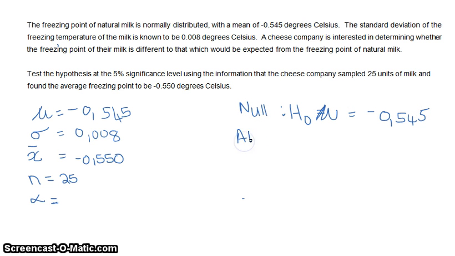And then the alternate hypothesis, which is step 2, will state the opposite of what the null hypothesis states. So it would say not equal to negative 0.45.